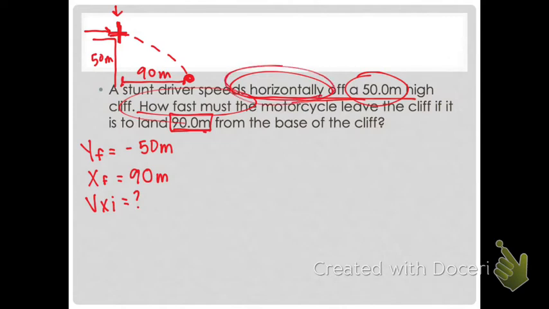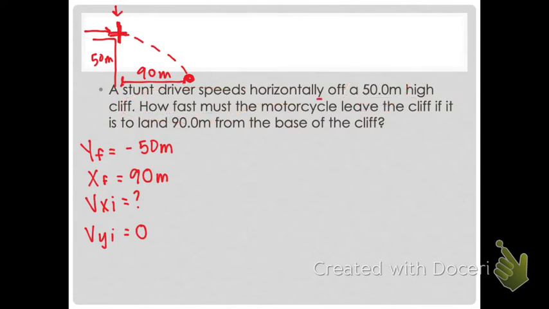But since it says it speeds horizontally off the cliff, that automatically tells me that VYI is 0, right? In rolling projectiles, we said VYI is always 0. So this context clue, it speeds horizontally off a cliff, is really important for us, okay? If it says it dives horizontally, it rolls horizontally, it speeds horizontally, whatever you do, if you have that clue there, we know it's a rolling projectile, and that tells us that VYI is equal to 0. Okay, so that context clue is really important.